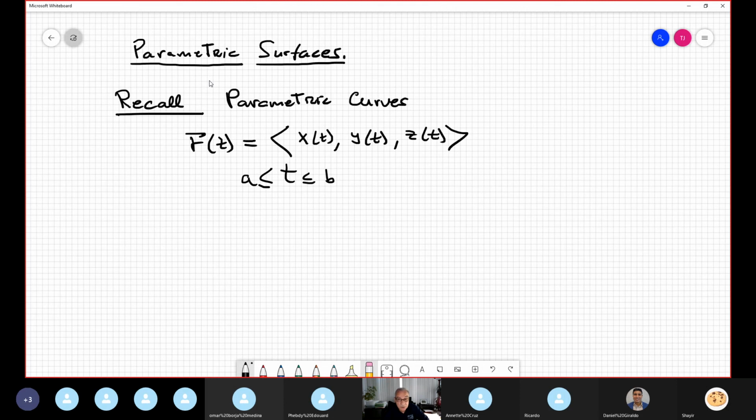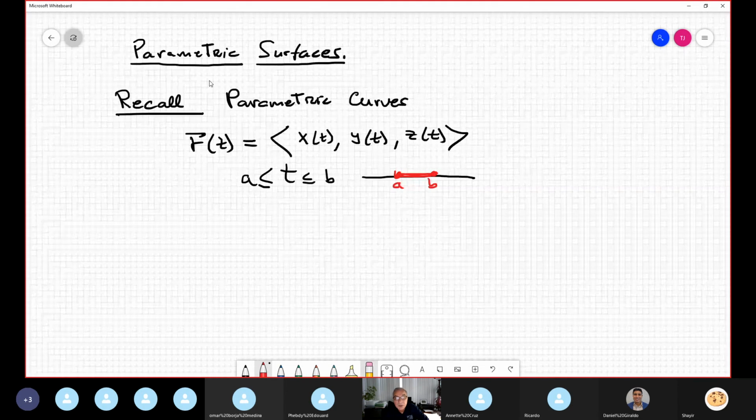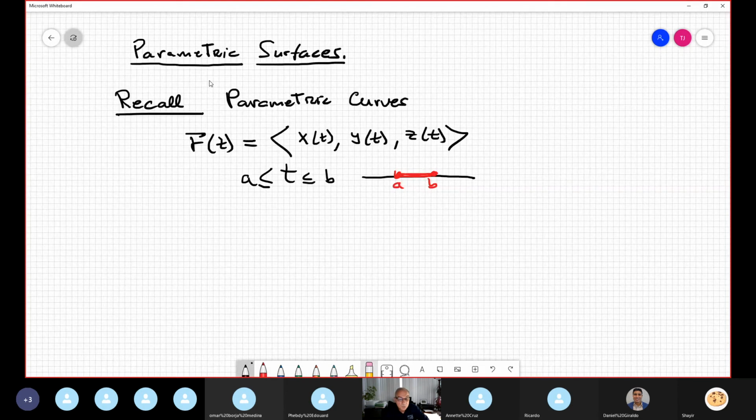So when you are doing this, actually, we have all the real numbers here, this line. We have one subset here, a specific interval, a to b. And you establish a connection with the three-dimensional context. This is x, y, z.